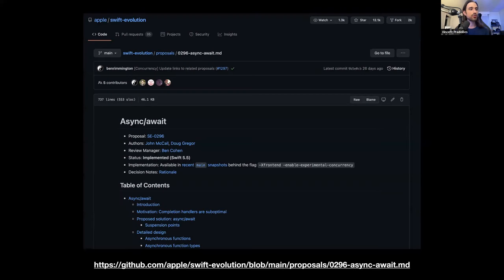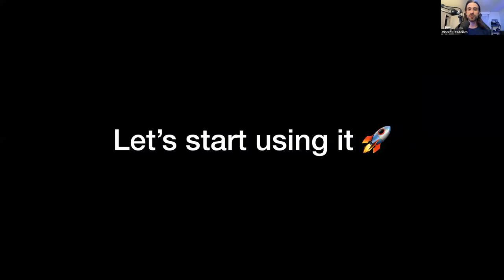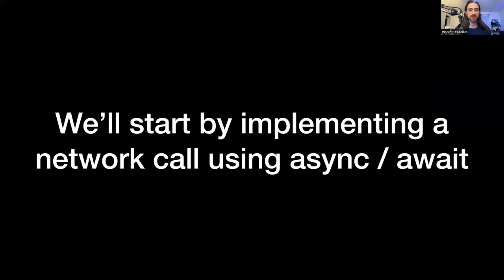Here I've put a screenshot of the Swift evolution proposal where the introduction of async await was pitched and discussed. What's important is that I've put the link at the bottom, and if you want to learn more about the motivation behind the feature and all the technical details, I can only encourage you to go check out this document, which is super interesting to read. But for this talk, I want to focus more on starting to use async await.